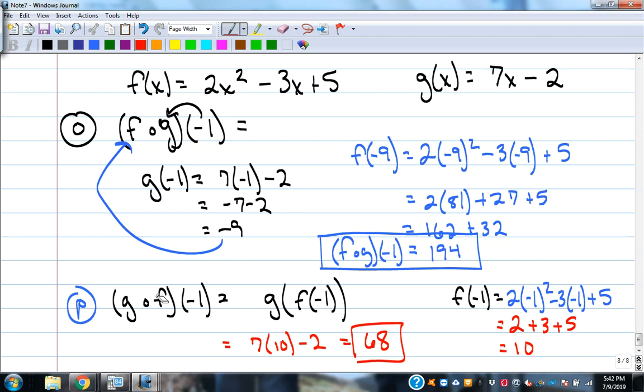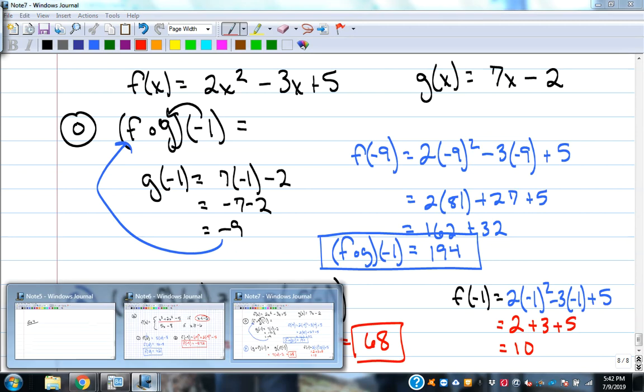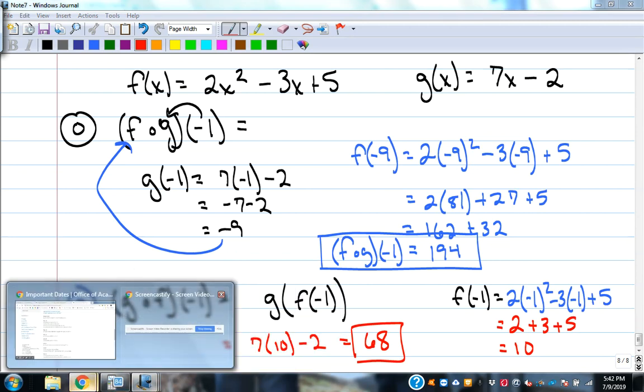Okay, so that's composite functions. All right, let's take a short break.